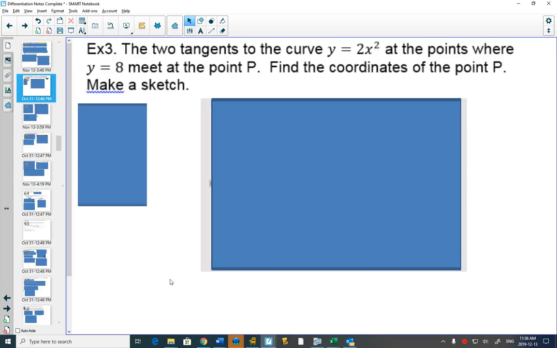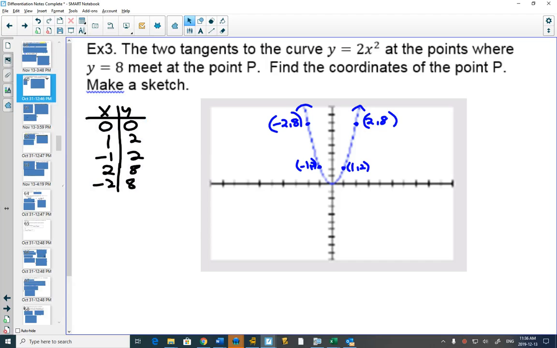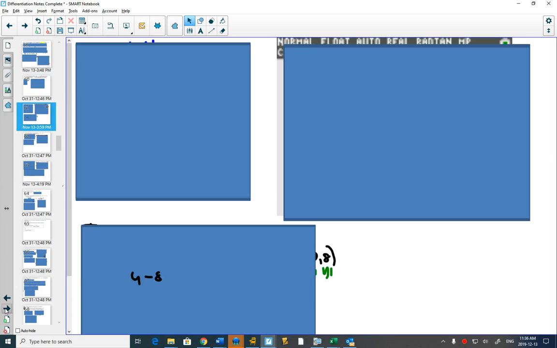All right, 2 tangents to the curve y equals 2x squared at the points where y equals 8. So if we draw a picture of this, we have 2 points, negative 2, 8, and 2, 8, intersecting at the point P. Make a sketch. So here's our sketch. You could find those points, or you could plug in 8 for y and find out where x is and solve and get plus or minus 2. Now that we have that, we can find both of these tangents.